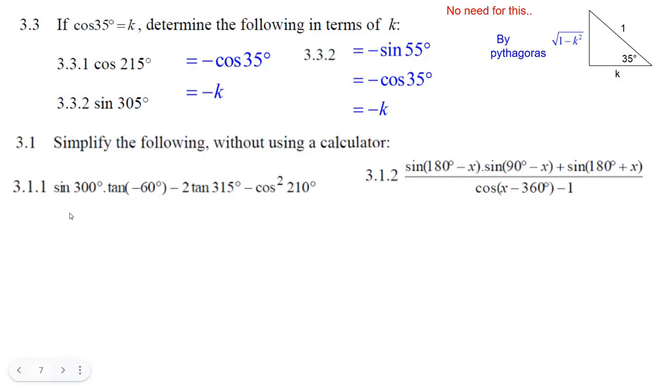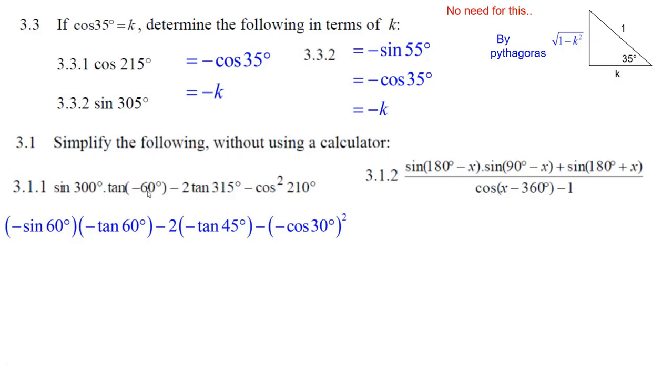You have to be able to go to where it is. 300 degrees is 60 degrees away from 360. That's the fourth quadrant. And sine is negative down there, so it's minus the sine of 60 degrees. That's it. Minus 60 is in the fourth quadrant, and tangent's negative there. The reference is 60 degrees, and it's negative. So you get marks for each one of those. 315 is 45 degrees in the fourth quadrant. Tangent is negative. That's why it's minus the tangent of 45.